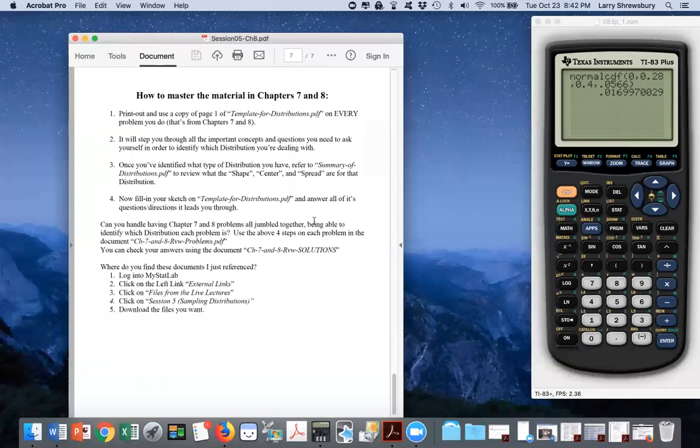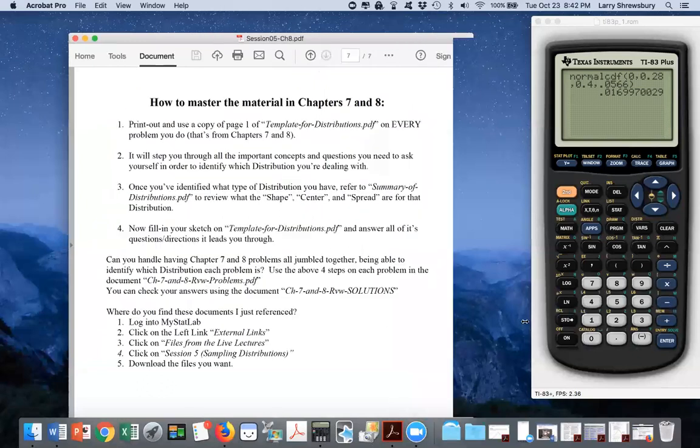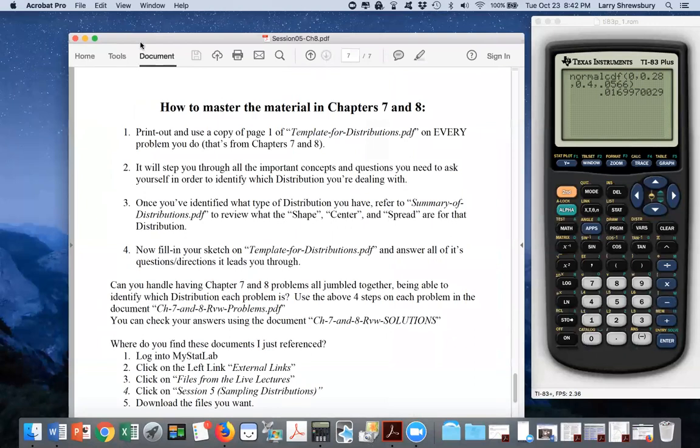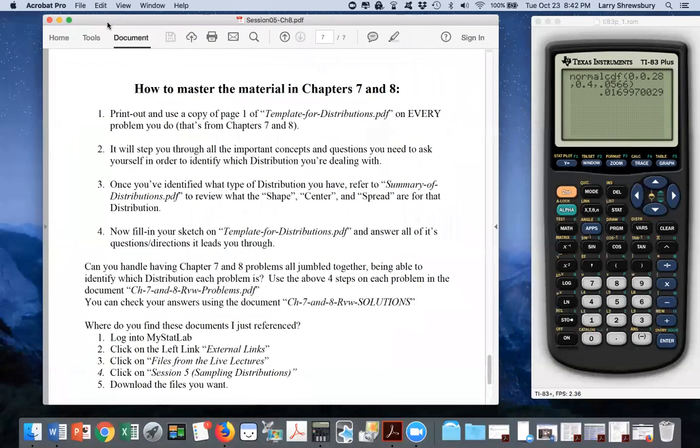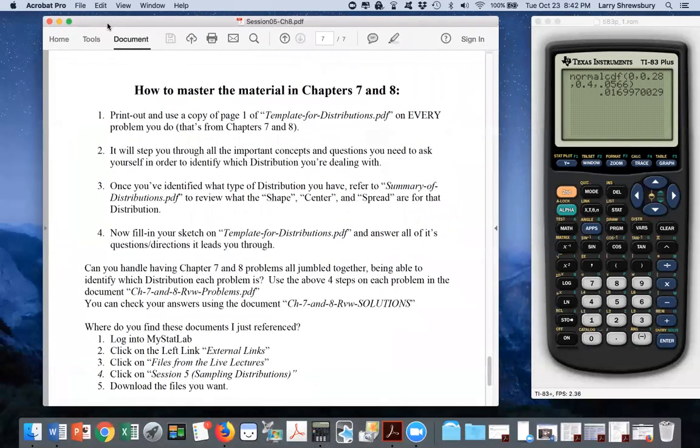Okay, so here's what you want to remember. So I recommend printing out and using a copy of, actually I should say page 3. Page 3 is what it should say because that was the one that you're filling out. Now, it's going to step you through all the important concepts and questions you need to ask yourself. So you're going to be really drilling in. You'll be applying the concepts. You know, that's what makes the concept questions much easier to remember if you're applying them.